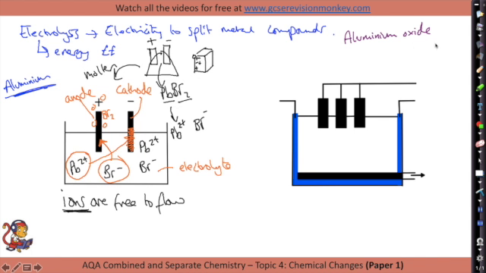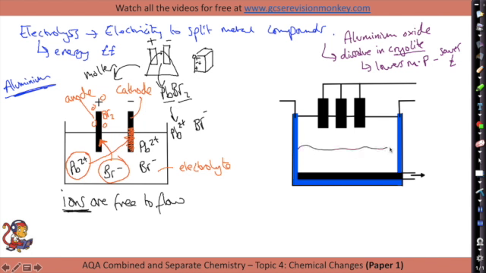Aluminium oxide has an extremely high melting point, which would make this process very expensive. So what they do first of all is they dissolve it in something called cryolite, and that then lowers the melting point, so it takes less energy to heat it up and melt it and make it molten, which in turn saves money and makes the aluminium cheaper.